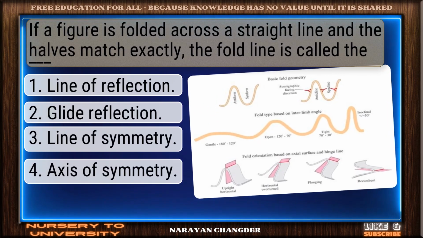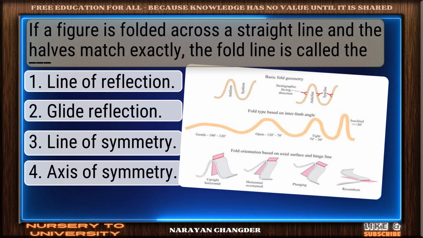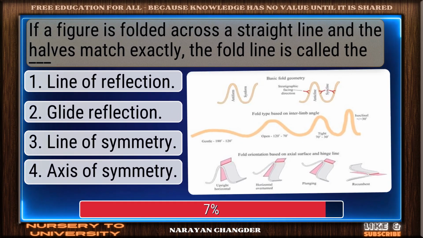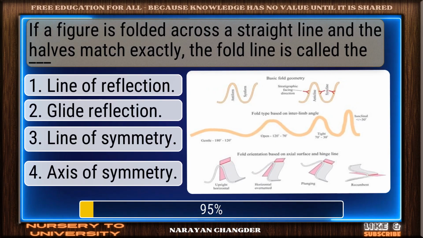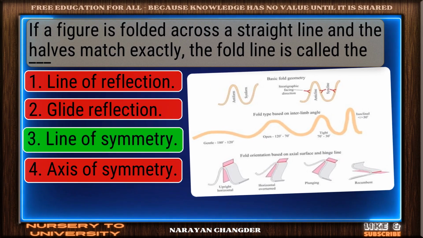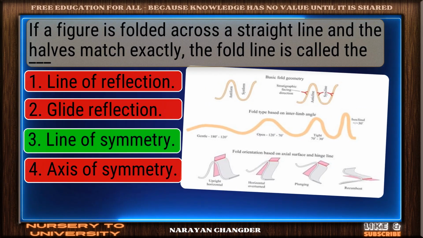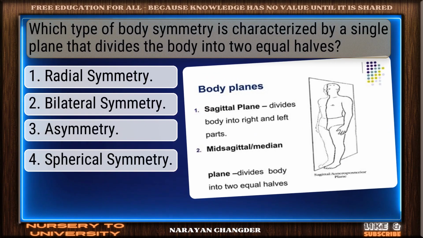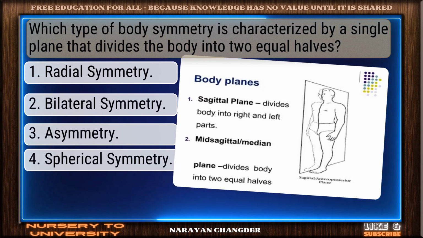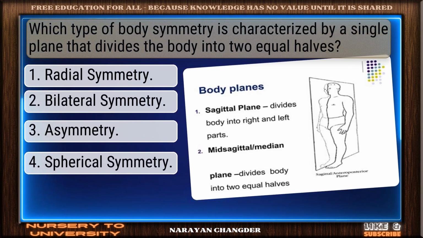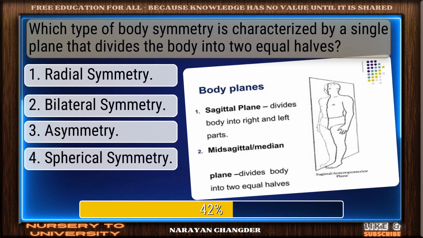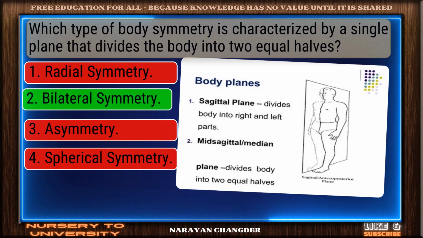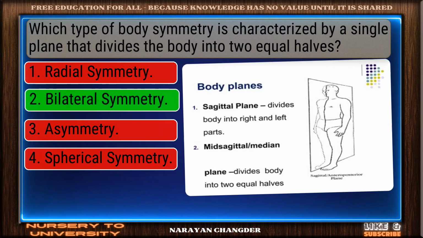If a figure is folded across a straight line and the halves match exactly, the fold line is called the dash. Clear logic. Your choice, line of symmetry, is sound and 100% true. Which type of body symmetry is characterized by a single plane that divides the body into two equal halves? Well reasoned. Bilateral symmetry is the correct choice.